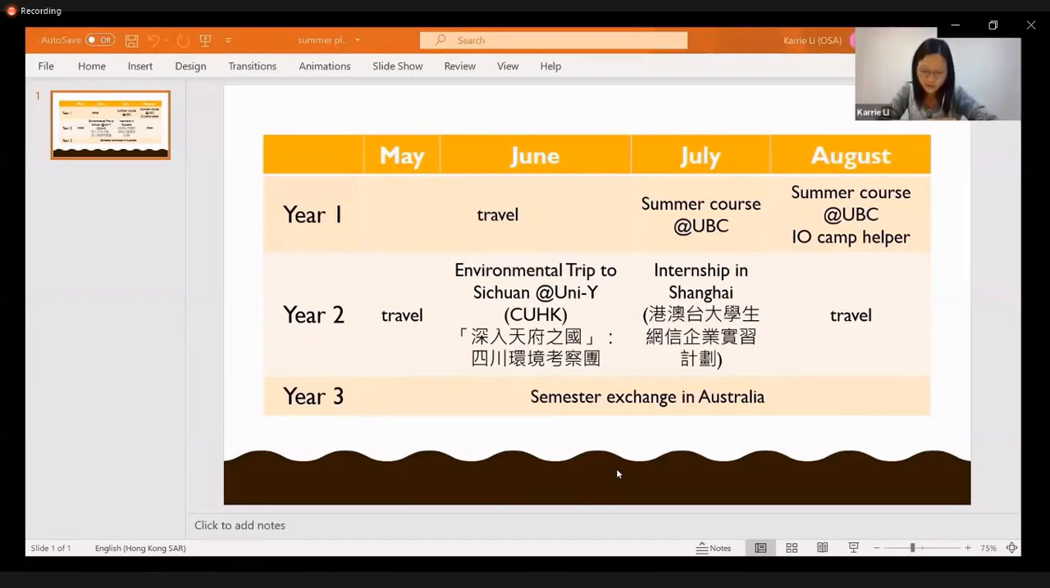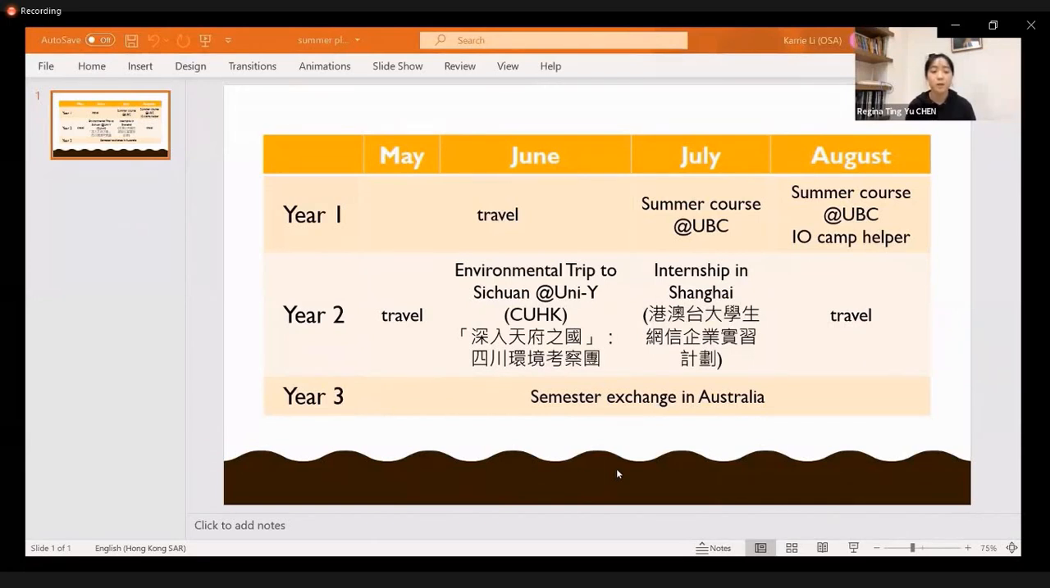So if you have a second chance, do you want to make any changes to your summer plan? I think for the past summers, I already did a lot of things. So I don't think there's anything that I need to change, but there's one thing: for year three, since I'm doing a semester exchange in Australia, I didn't get to do an internship.